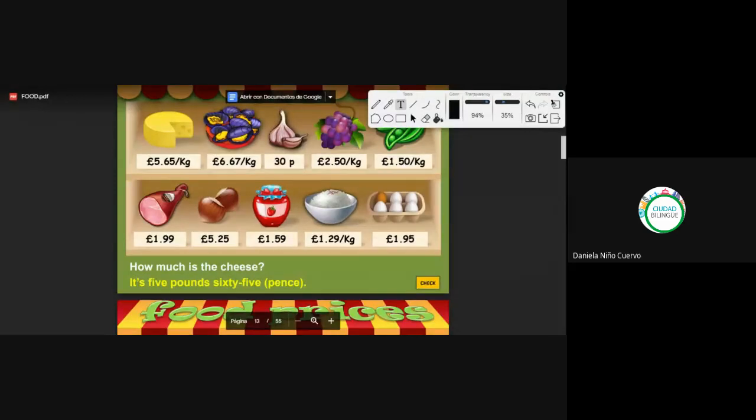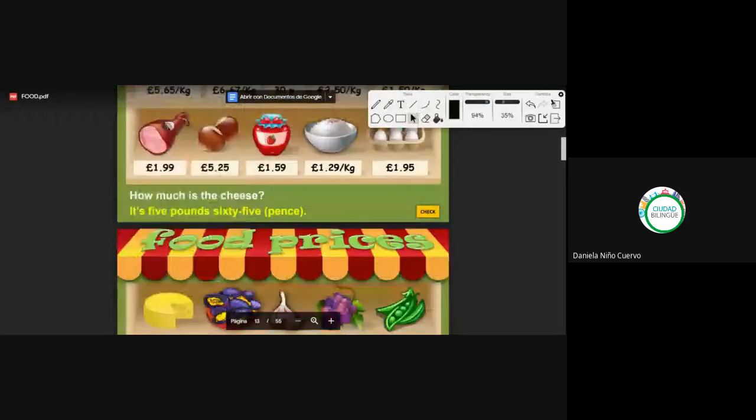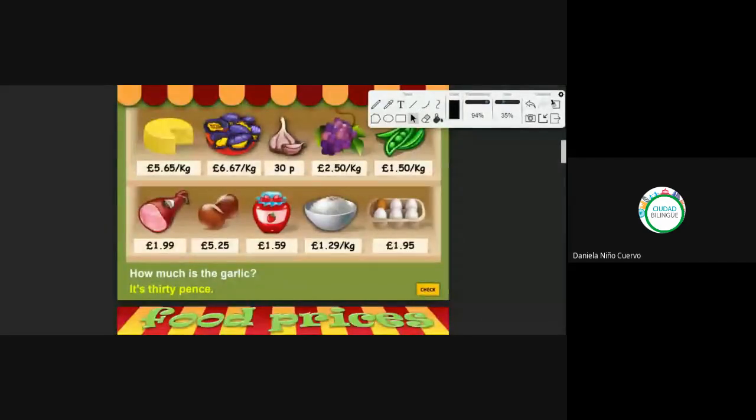All right. Clear this structure. Questions until now? All right. So we continue. Here, look at this. How much is the garlic? It's 30 pence. Acá ya no vale como tal una libra esterlina, sino que está en centavos. Yes? 30 centavos. We continue.